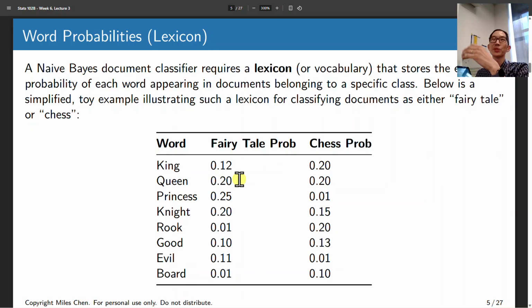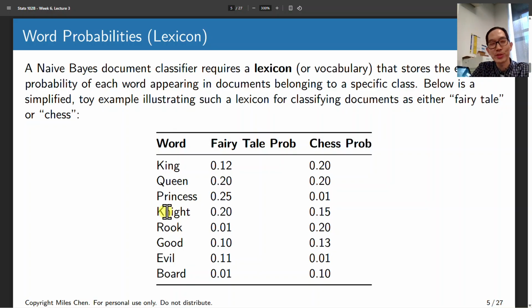If it's about sports, you know, team, player, game, whatever, those will have higher probabilities. Okay, here I've chosen, these are just silly categories, but we can imagine a document or a sentence being about a fairy tale, or a document or sentence being about the game chess. Both chess and fairy tale often involve a king or a queen, okay? Maybe a knight, okay?